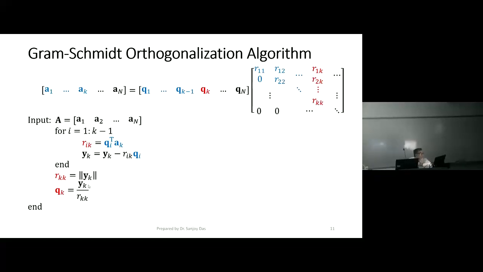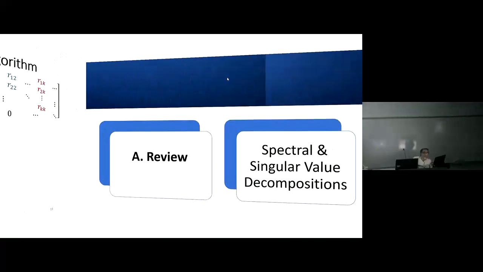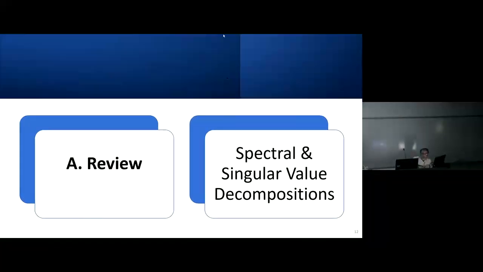Since Yk is along the direction of the unknown Qk, once I've determined Y, the norm of Y, the length of Y, is Rkk, and a unit vector along the direction of Yk is Qk. Any questions?